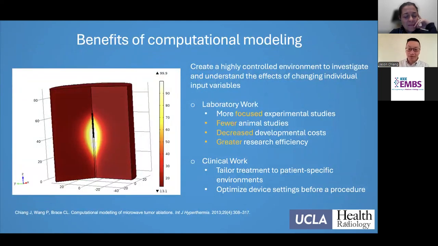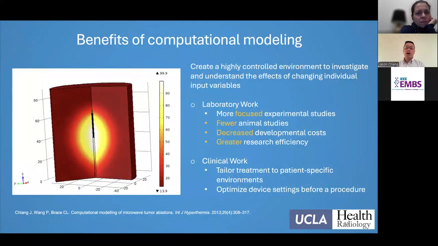Benefits of computational modeling. Okay, so on top of just as an introductory note, we do a lot of computational modeling. The nice thing about it is it creates a very highly controlled environment to identify the effects of changing very specific input variables. So whether it's dielectric or tissue properties or different kinds of antennas, this gives you a very rough estimate of how your experiment's going to perform in real life. The nice thing about doing computational modeling is you can focus on a specific variable at hand. When you do translation, this will lead to fewer animal studies, decreased developmental costs, greater research efficiency overall.